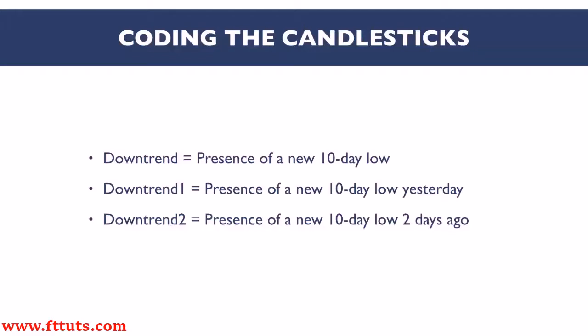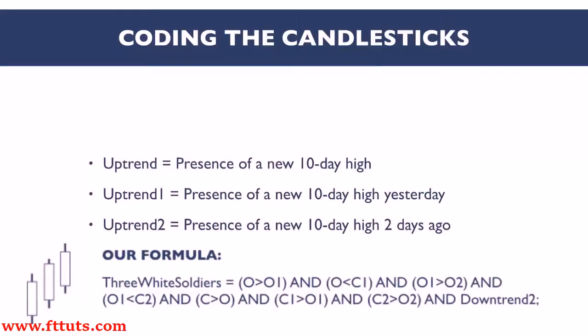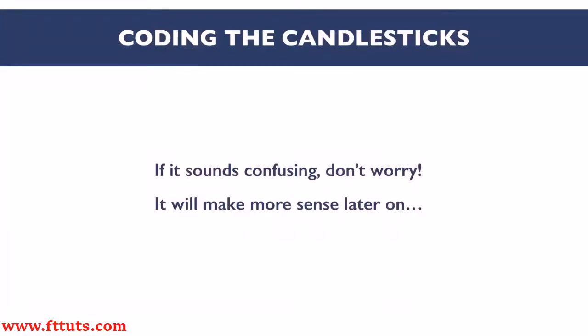Since some candlestick patterns cannot feasibly occur at the same time as a new 10-day high or low, we also need to be able to move the uptrend or downtrend back 1 or 2 bars. So I've used the numbers 1 and 2 to denote uptrends and downtrends that are going back a bar. For example, the 3 white soldiers pattern consists of 3 white candles with higher lows, taking place in a downtrend. We need to reference the downtrend 2 bars back because the third candle in the pattern needs to have a higher low, and therefore it automatically wouldn't fit our definition of a downtrend. If that's confusing, don't worry, it should make more sense later on.